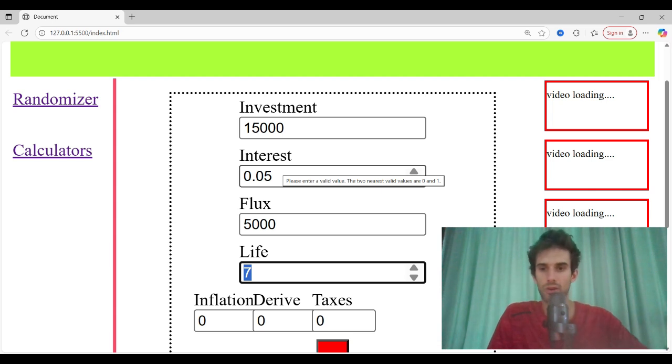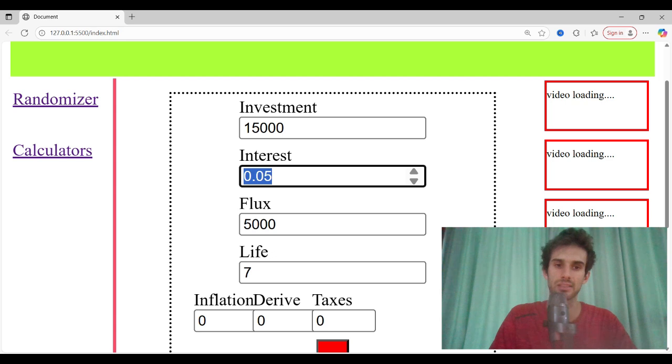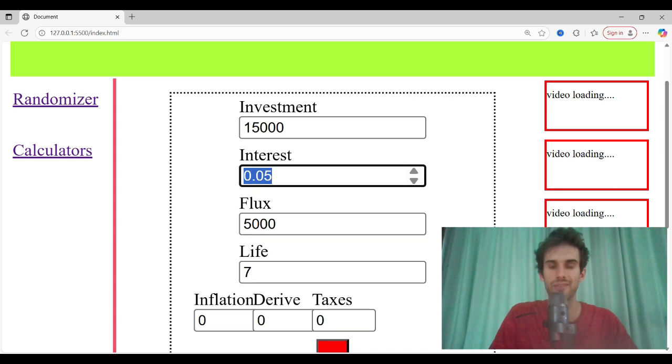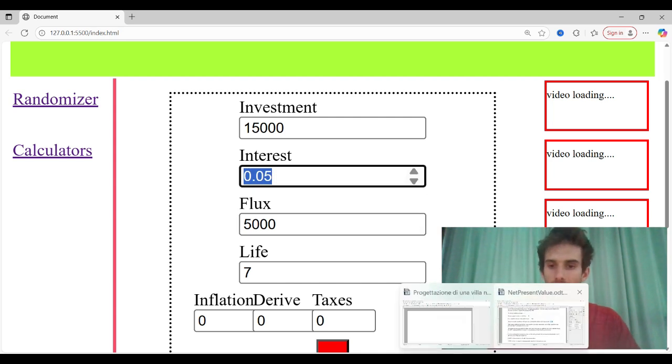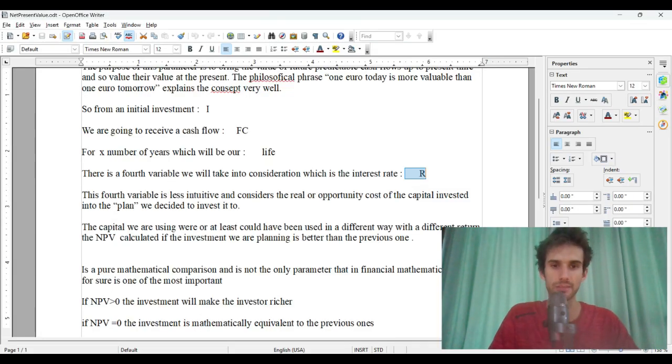You have your money in your bank account, and it's not just sitting in your bank account. It is invested in something that is giving you some money, even though it's not a lot, but a little interest you are going to receive, and that is the interest that you are going to place here. So the net present value will consider the alternative and see if the investment that you are planning to do is actually better or worse than the investment that you are already doing, in a sense. Okay, so this was the interest rate.